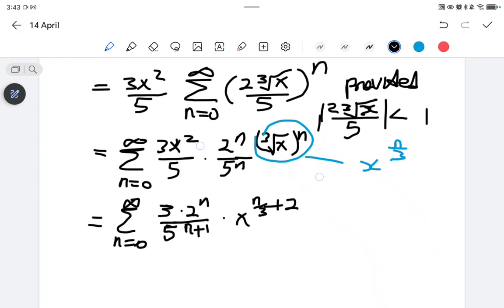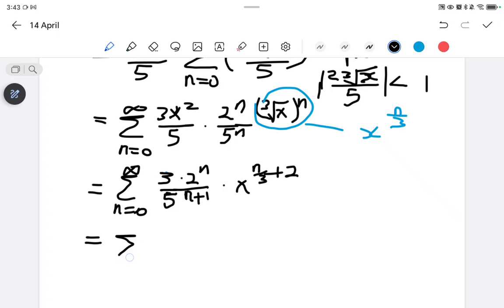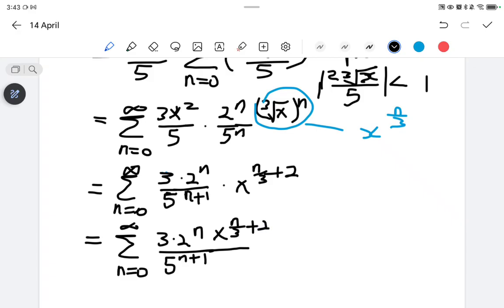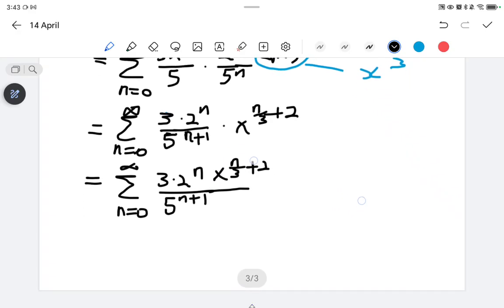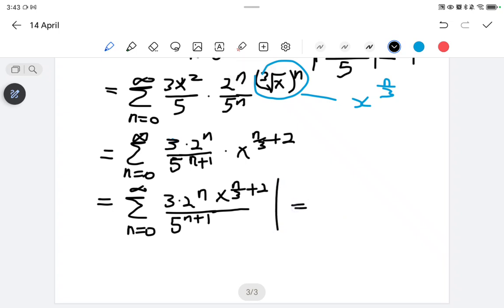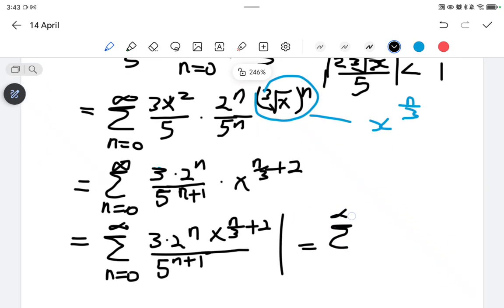Yeah, so let me put them together. So this will be 2 to the n over 5 to the n plus 1 times x to the n over 3 plus 2. Yeah, so this is the simplified one, right? Then it means that you can still put it anyhow, it's fine. Some could decide to put it like this. Some could decide to say this will be the summation. You can put it anyhow.